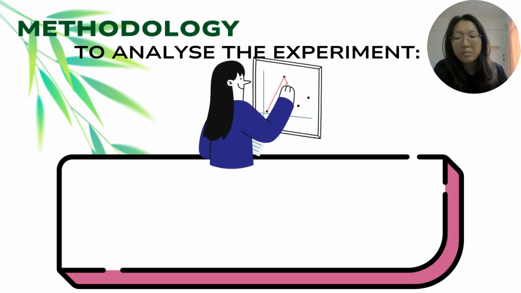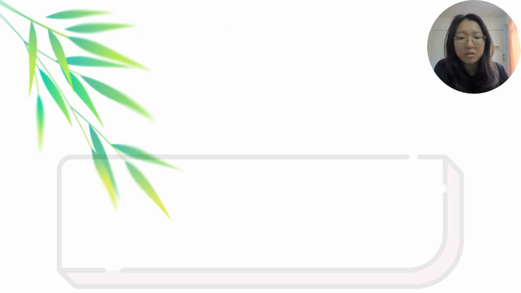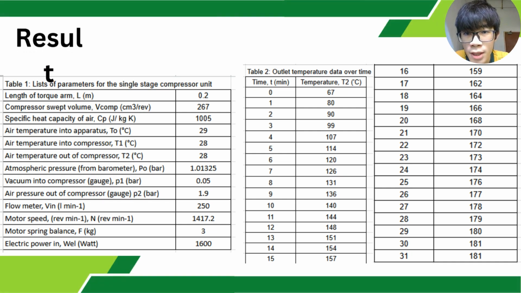Okay, the last step is that a graph was plotted with time on the x-axis and energy on the y-axis, showing the energy added to the air rising and levelling off while the energy emitted as heat increased more gradually, illustrating the balance between the input work, useful energy, and heat loss during the compression. Next is the results part.